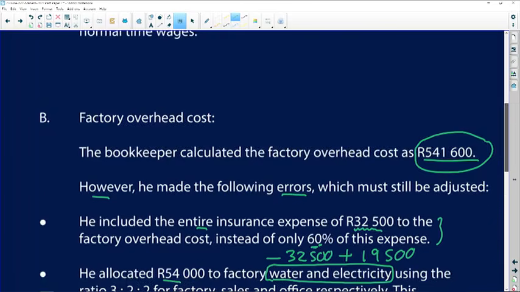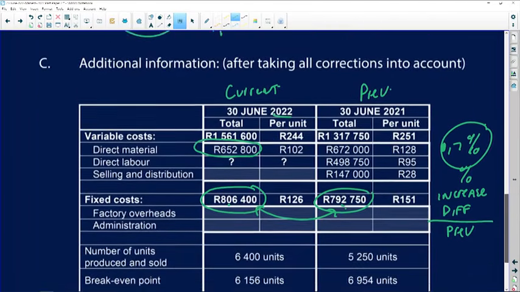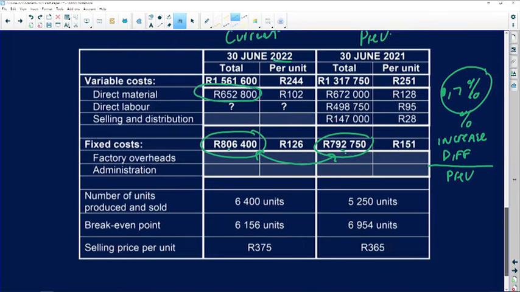I'm going back to information C. Now, if you look at the number of units that was produced and sold, okay? So if we look at last year, 5,250, and if we look at this year, 6,400. Right, immediately if we look at break even, last year, 6,954, this year, 6,156. So immediately, if we compare production, we can see that there's been an increase in production.